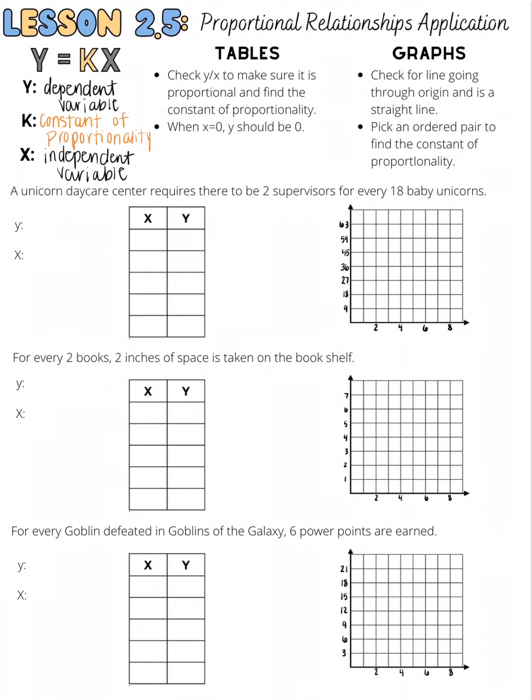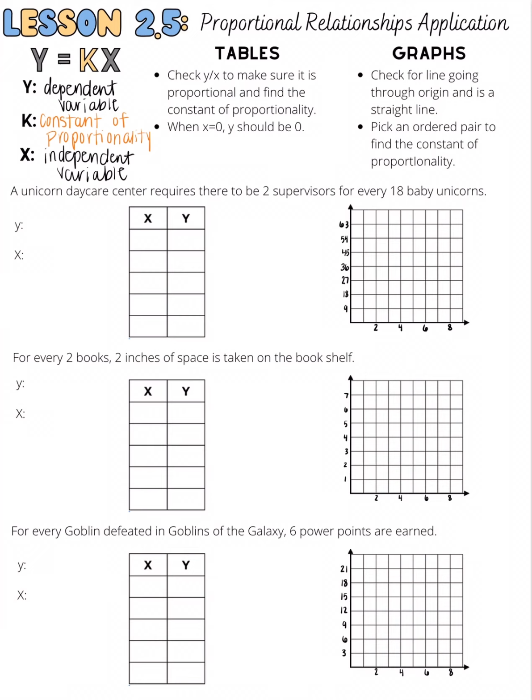Now your tables and your graphs, that's just a reminder of how to find whether they're proportional or not. We've worked through that, so we're going to hop straight into the word problems. A unicorn daycare center requires there to be 2 supervisors for every 18 baby unicorns.